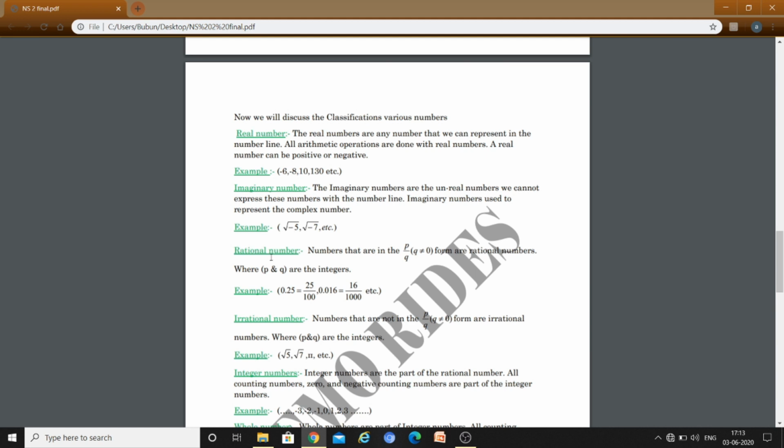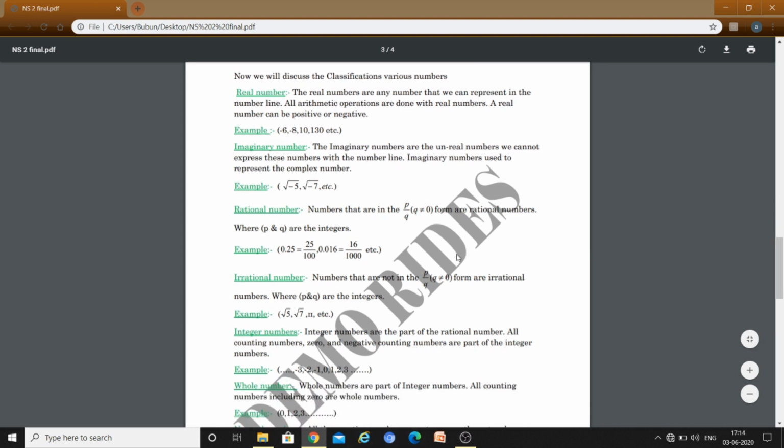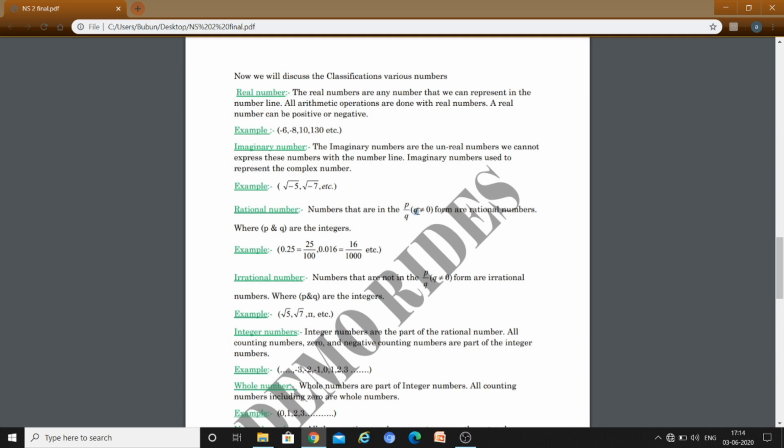Now, rational numbers. Rational numbers are in the p by q form. What is p by q? The p and q are integers. So numbers that are in p by q form are rational numbers. But there is an important point: this q is never equal to 0. If q is equal to 0, it will not be a rational number. But if q is not equal to 0, we can say that the number is a rational number, if we can represent it in p by q form.